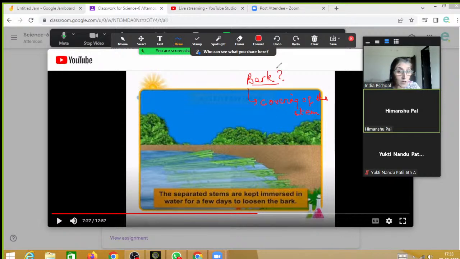Yes, so that is called bark. And what else do we call bark? The same spelling, but it is a different bark. What is that? Himanshu, what is that? Ma'am, dogs crying. Yes, dog sound. Very good.